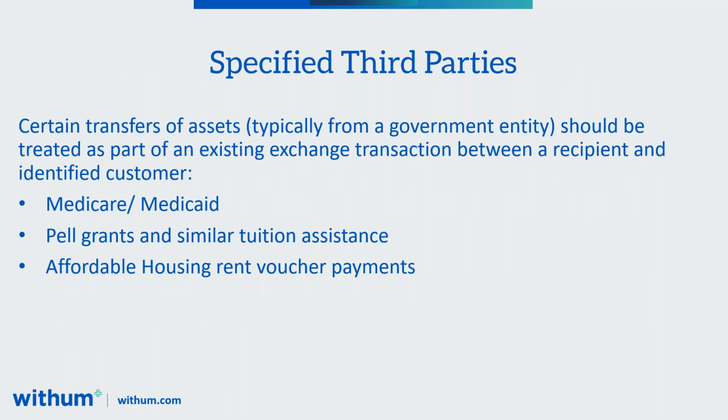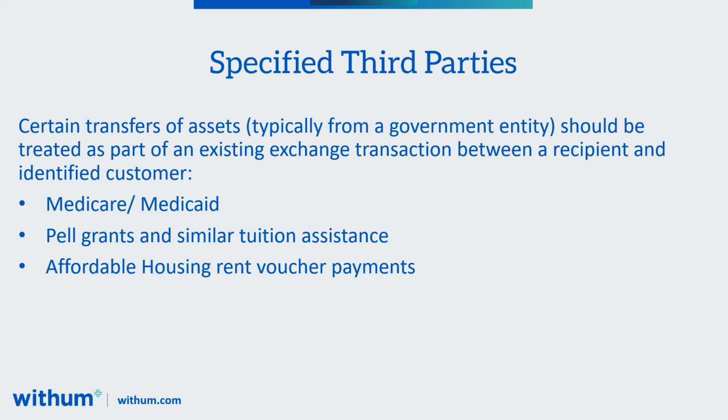So on the next slide, there's another clarification that the standard brought about, and it spoke about specified third parties. And what this is really talking about is transactions like Medicare or Medicaid. So if I go to the hospital for care and I'm a Medicare recipient, there's a relationship, there's an exchange transaction between myself and the hospital. I'm going there, they're providing me with care, they are billing me. But because I'm a Medicare recipient, Medicare is also making payments to the hospital.